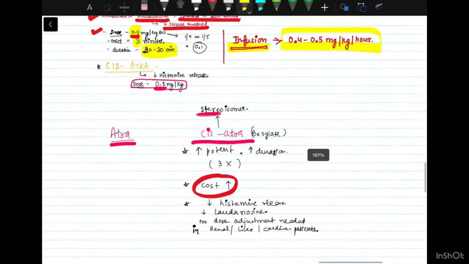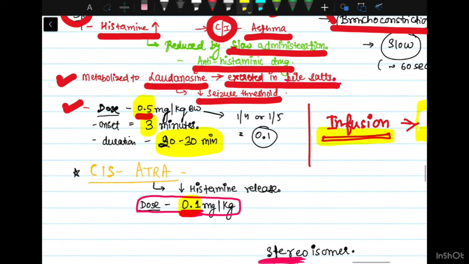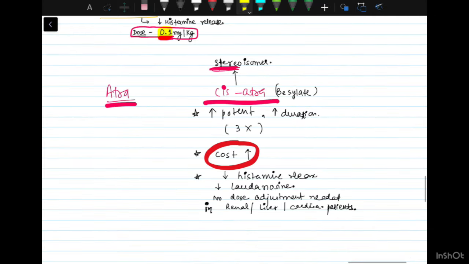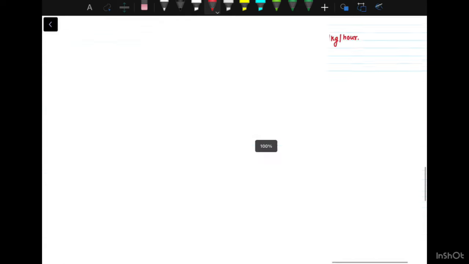This leads us to a bit about cisatracurium. You should just remember that the dose is 0.1 mg per kg, equivalent to the vecuronium dose that we have read. So cisatracurium is 0.1 mg per kg, but atracurium is 0.5 mg per kg. It is not regularly used, but just remember that it is a highly potent drug, 3 times more potent than atracurium, and the duration is equivalent to vecuronium. But it is very expensive. It leads to lesser histamine release, lesser laudanosine production, and no dose adjustment is required in renal, liver, or cardiac patients.